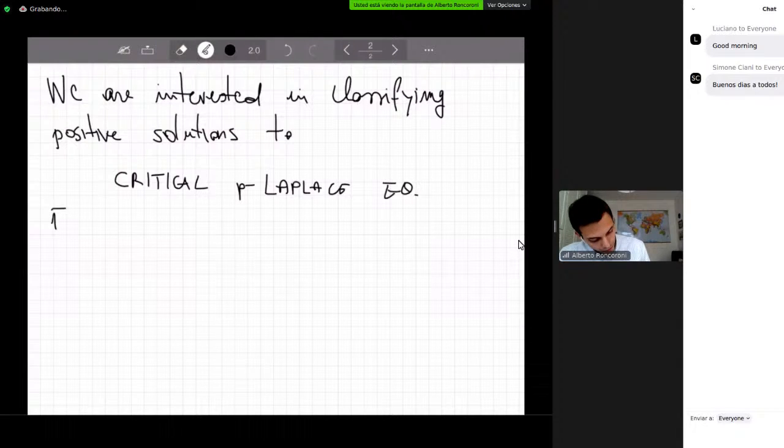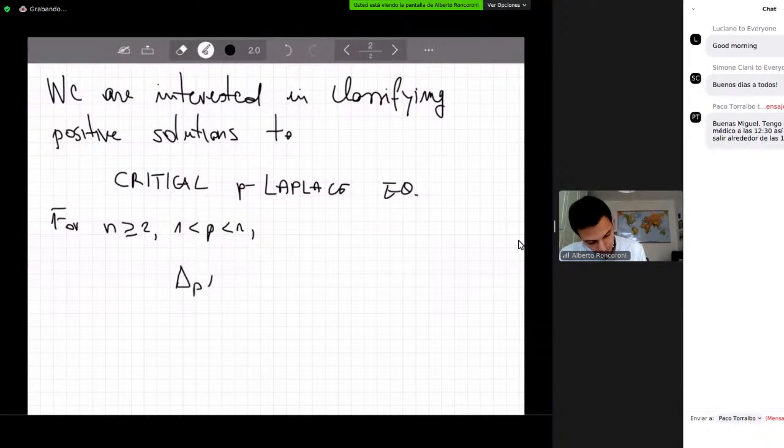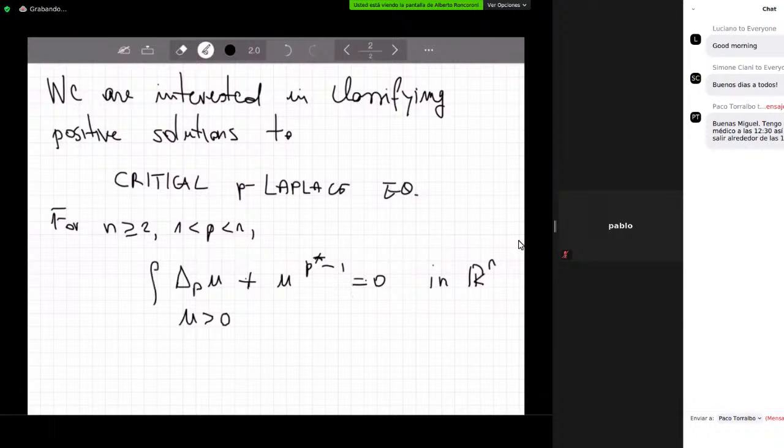And so for n bigger than 2, and for p between 1 and n, the equation is the following. So we have the p-Laplacian of u plus u to the power p star minus 1 equals 0. And we are interested in entire solutions, so defined in all R^n. And as I said, positive solutions. Okay, so this is our problem.